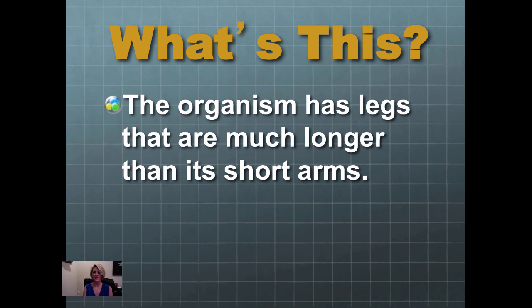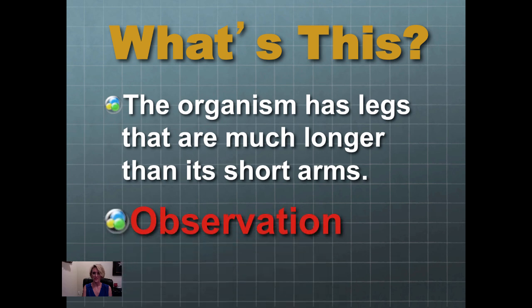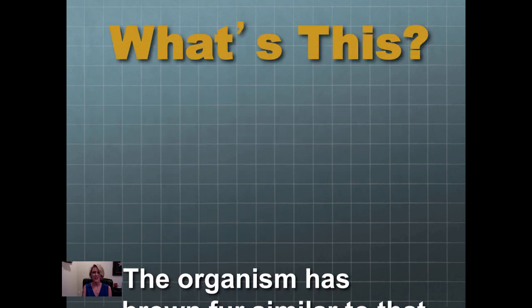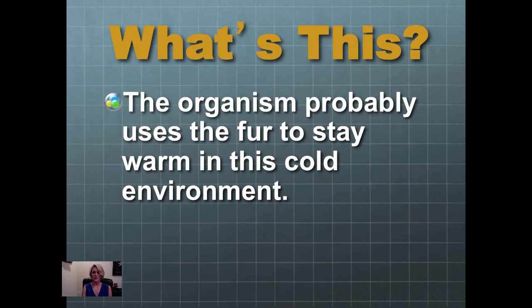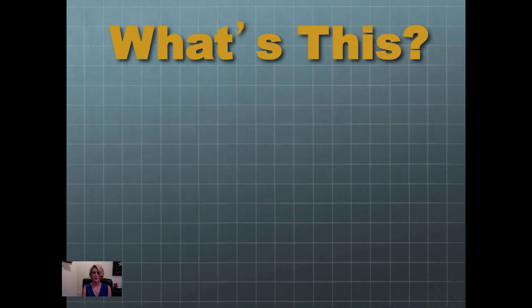So let's do a little practice. The organism has legs that are much longer than its short arms. Observation or inference? Hopefully you said observation. You're observing how long its arms are and legs are. Now let's try this one. The organism has brown fur similar to that of a bear. Observation. The organism probably uses the fur to stay warm in this cold environment. That's an inference. You can observe that it has fur, but the purpose of the fur would be an inference.